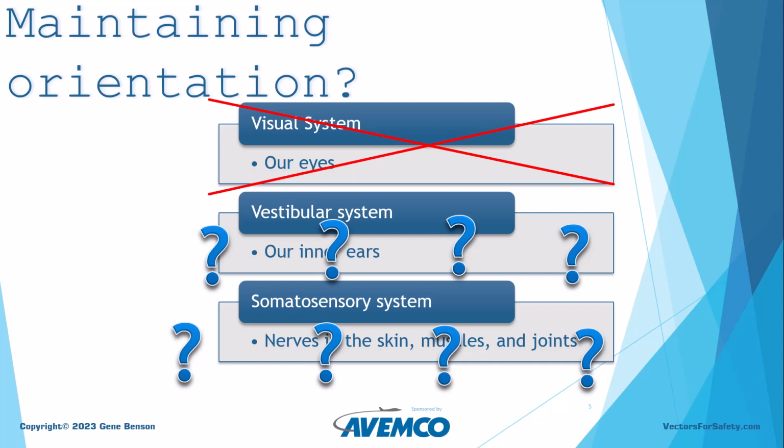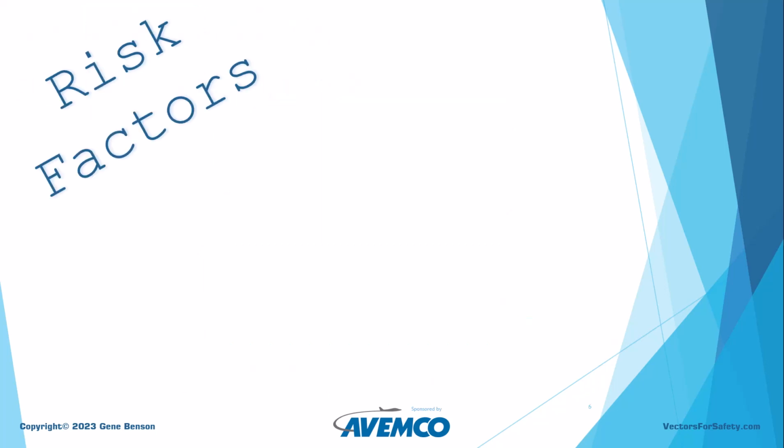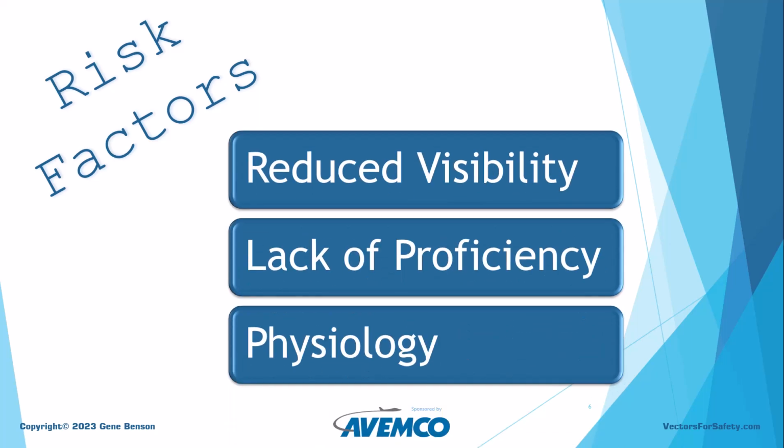In this program, we are not going to have a detailed study of the causes of spatial disorientation. We are going to concentrate on situations which may help induce the phenomenon and how to avoid accidents. So let's identify some risk factors for spatial disorientation accidents. These risk factors represent my opinion after studying many spatial disorientation accidents. They are reduced visibility, lack of proficiency, and physiology.